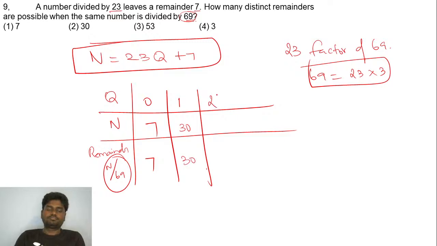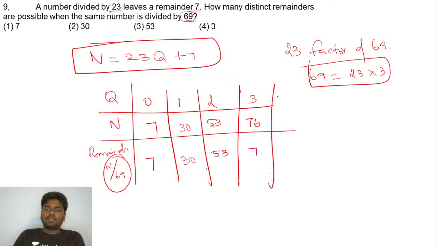If you go for 2, what exactly? It's going to be 46 plus 7. You'll be getting 53. Again, the remainder 53 is what you'll be getting. And if you go for 3, you'll be getting 69 plus 7. It's going to be 76. 76 means the remainder 7 is what you'll be getting. And if you go for 4, it's going to be 92. 92 plus 7, it's going to be 99.